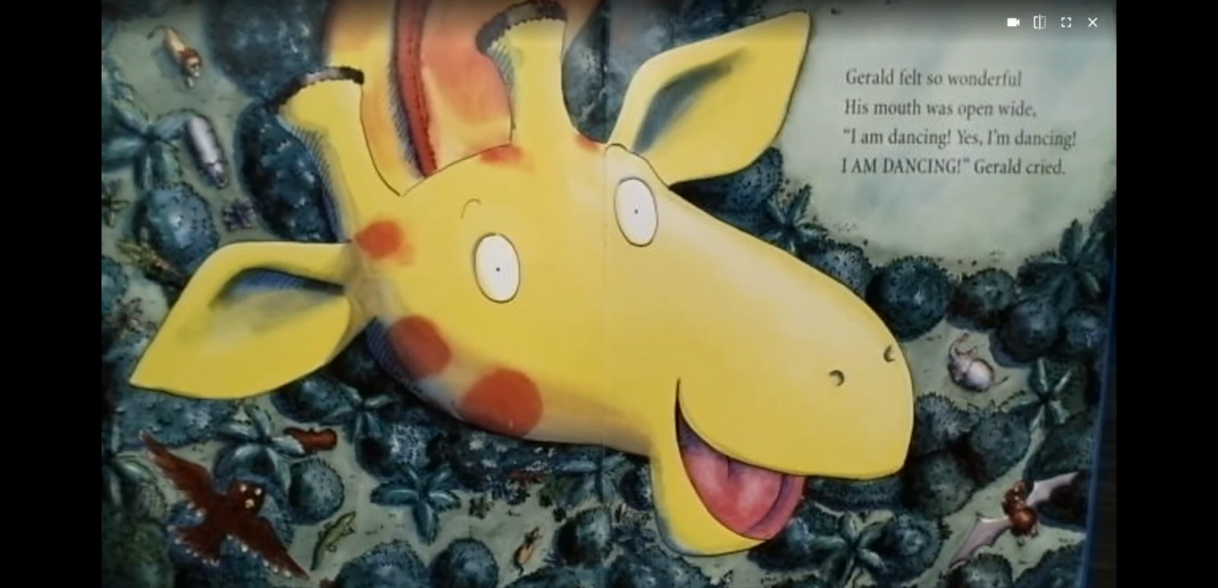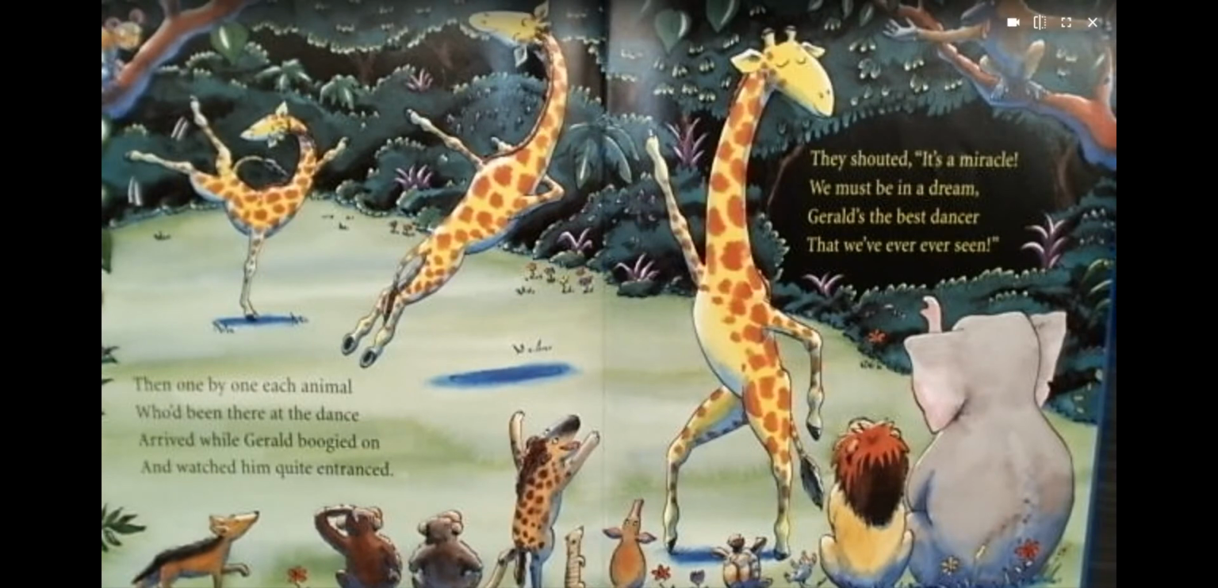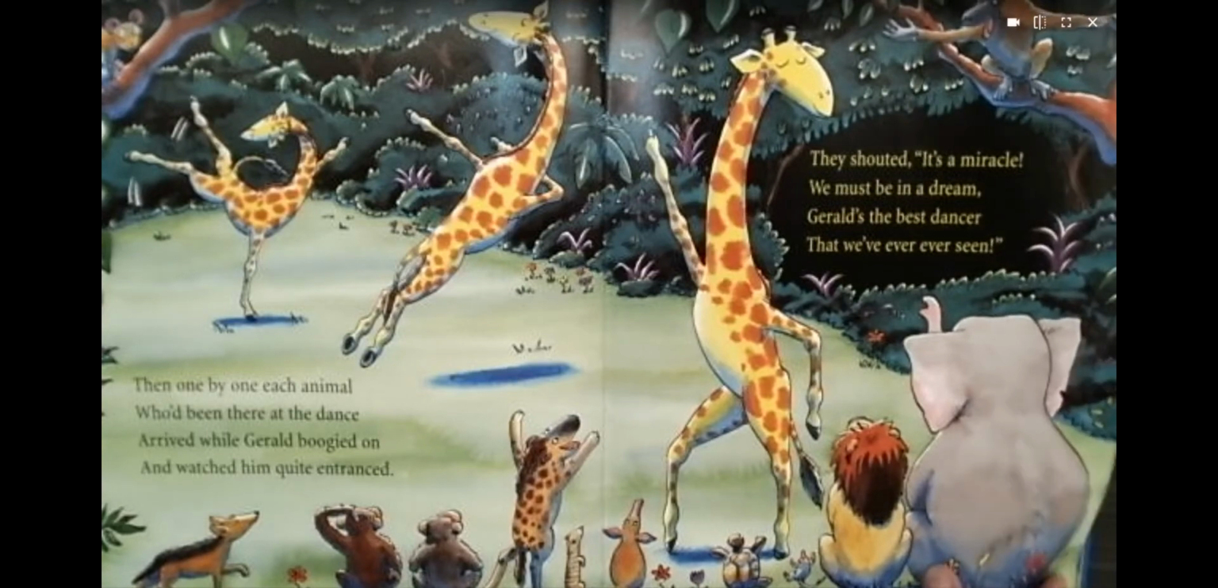Gerald felt so wonderful. His mouth was open wide. "I am dancing. Yes, I'm dancing. I am dancing," Gerald cried. Then one by one, each animal who'd been there at the dance arrived while Gerald boogied on and watched him quite entranced. They shouted, "It's a miracle. We must be in a dream. Gerald's the best dancer that we've ever seen."